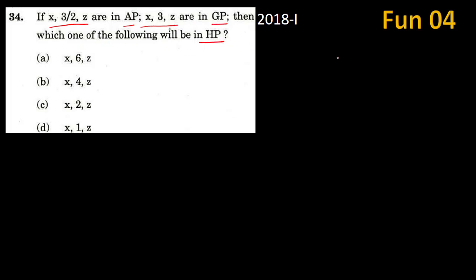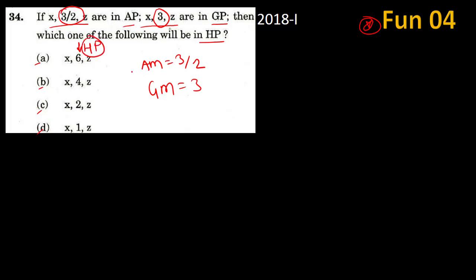So in fun class number 04, I have given you the concept of AM, GM and HM. If the three terms are in AP, then the middle term becomes the AM. So AM is 3 by 2. GM is 3. Then, if you see, all our options are given as HP, so the middle one will be the HP.